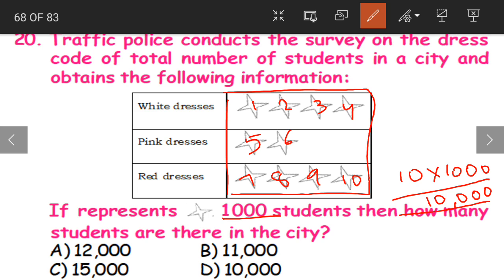Yes or no, children? For such type of questions, count the total number of stars or any other picture that is given. Now for the total, you have to multiply that number with how much one picture represents. So in the city, there were a total of 10,000 students. That is our option D.